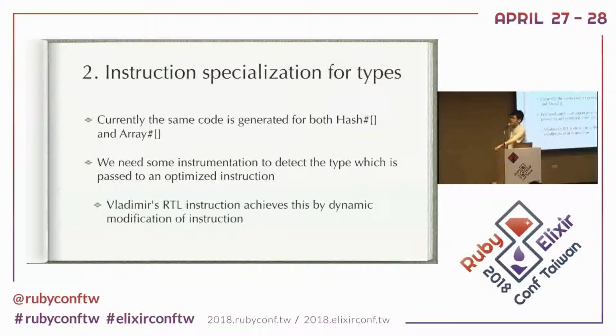Then I also have ideas to specialize the instructions of the generated code. I explained the implementation of the hash bracket or array bracket method, and that instruction has type checks. The type checks are a slow part of the Ruby VM, and I want to remove the checks for some types. If we have some profiling or instrumentation in the RubyVM or JIT code, we can generate a faster version that doesn't have the checks for types.